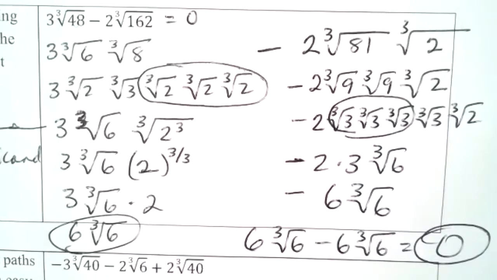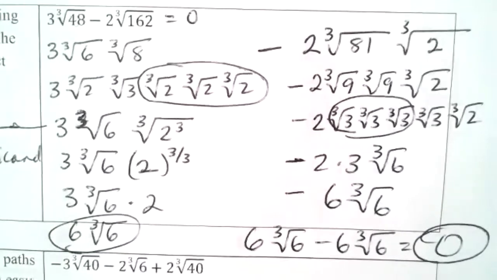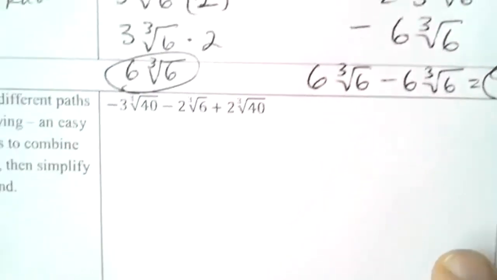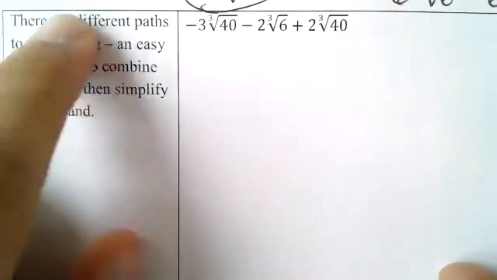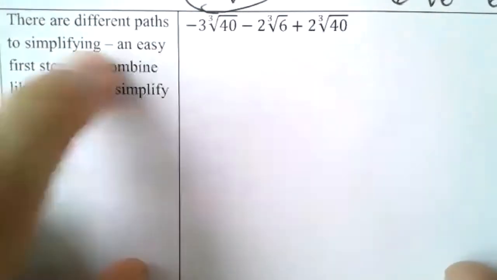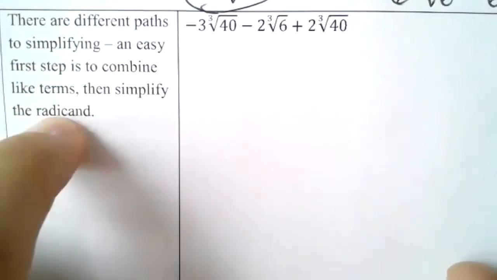Now there's much easier and faster ways to do this. You can actually skip a lot of steps here, but there's other tricks that you can do with these square roots, these cube roots, that help. But we'll get into that later when you've had more experience with this. Okay, so now it says right here, there are different paths to simplifying. An easy first step is to combine like terms, then simplify the radicand.